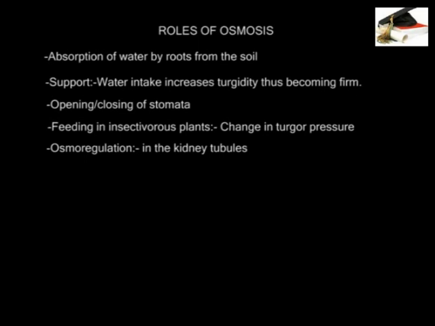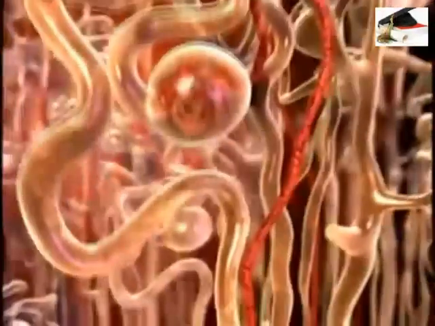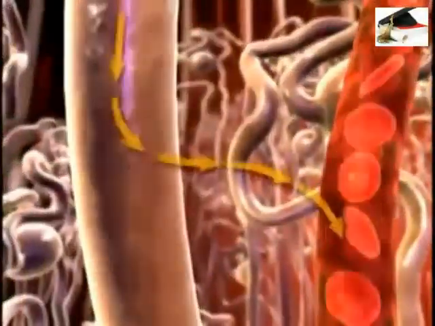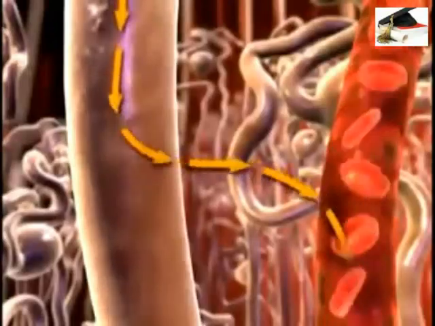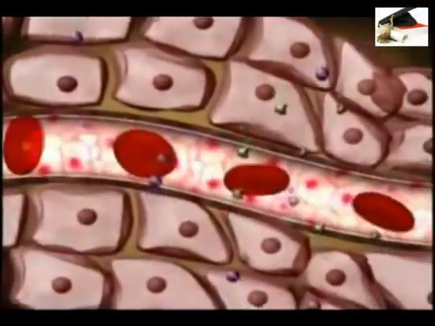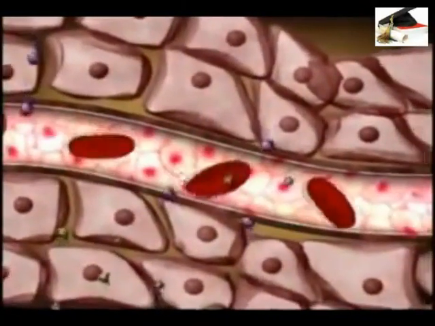Finally, osmoregulation. In kidney tubules of animals, water is withdrawn from the tubules through the tubular walls by osmosis. The water finds its way into the surrounding blood capillaries, and this helps the animal to regulate its osmotic pressure.